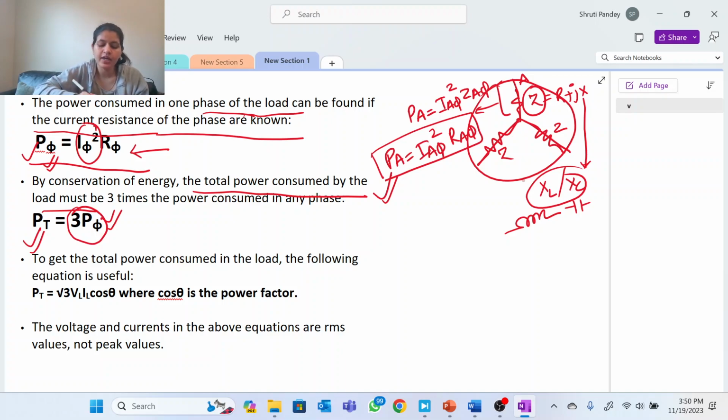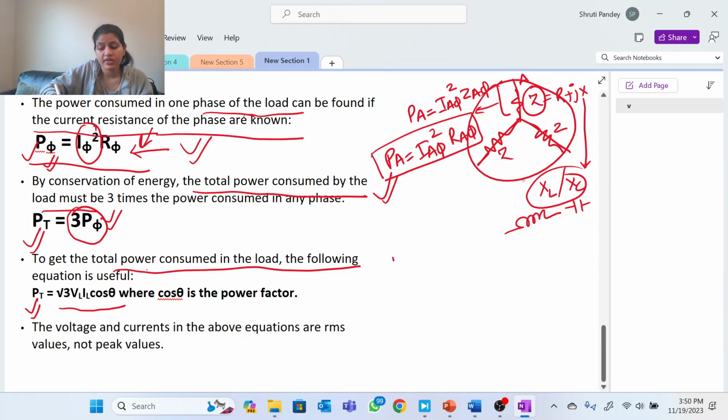Now the total power consumed in the load, what's the equation for that, right? Here the power was when only current and resistance, or current and impedance, that is Z, of a single phase is given, then we can calculate the power in this way. But if a normal voltage and current is given, how are we going to calculate the power? We'll see here. So it is that total power consumed in the load is PT, T represents total, is equal to under root 3 VL IL cos theta. Okay, so I'll tell you how this is derived.